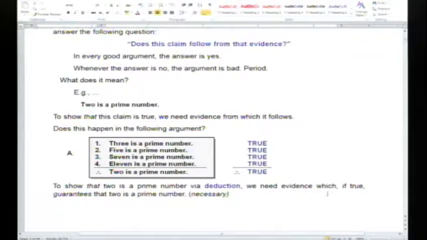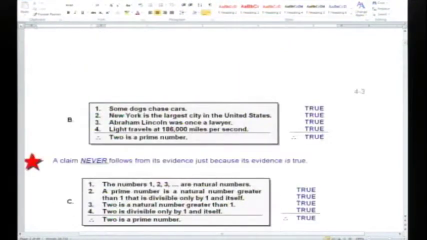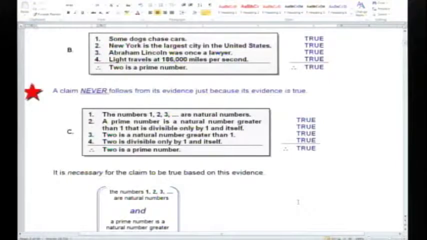In fact, these reasons happen to be true. But what makes a claim follow from its evidence has nothing to do with the truth value of the premises themselves. Rather, you need something more than that. So it doesn't follow that an argument is valid just because the premises are true. What makes an argument valid, what makes a claim follow from its evidence, is when it's impossible for the premises to be true and for the conclusion to be false.